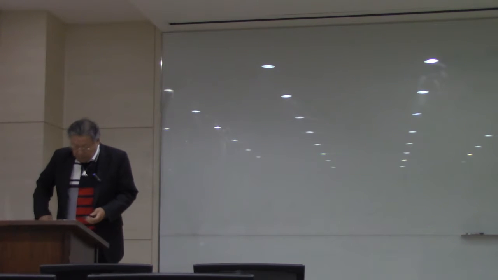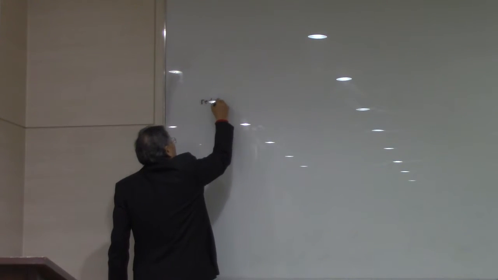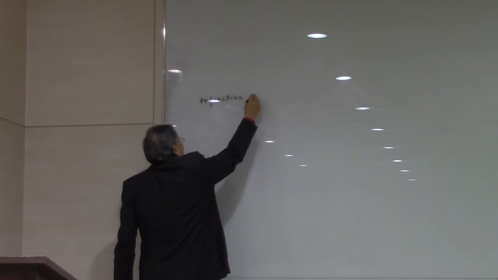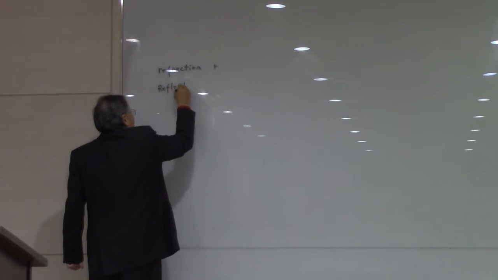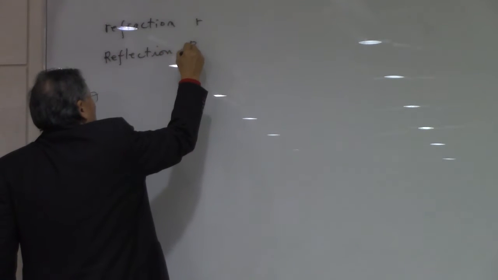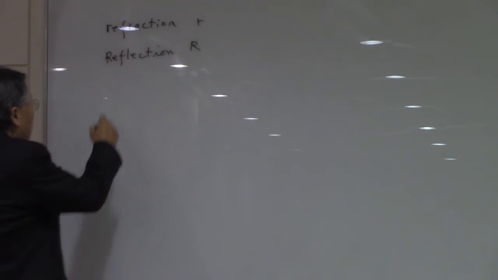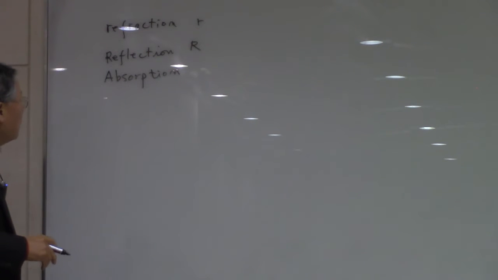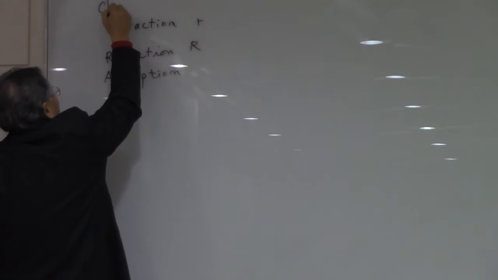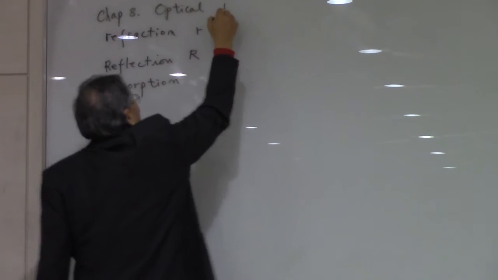The absorption. Last time we talked about the refraction and reflection, right? Today we are going to talk about absorption. The last topic in the optical properties in Chapter 8.